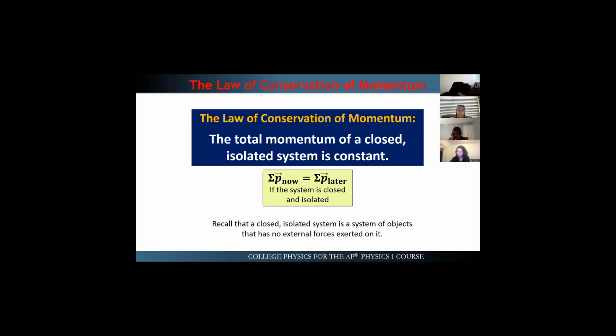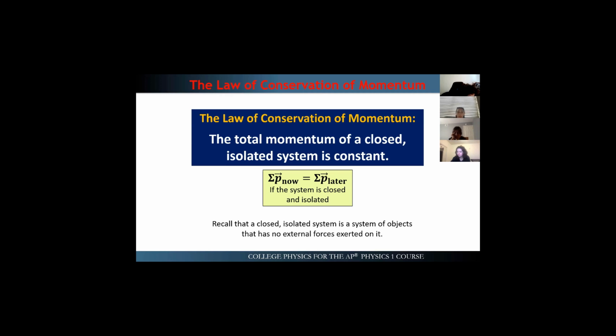A closed, isolated system is a system of objects with no external forces. So that scenario we just looked at wouldn't work if there was drag force, or it wouldn't work if there was friction. There has to be no external forces acting on it. And there are a lot of conservation principles that we've learned, and some that you've learned in other classes. And they all have limitations though.